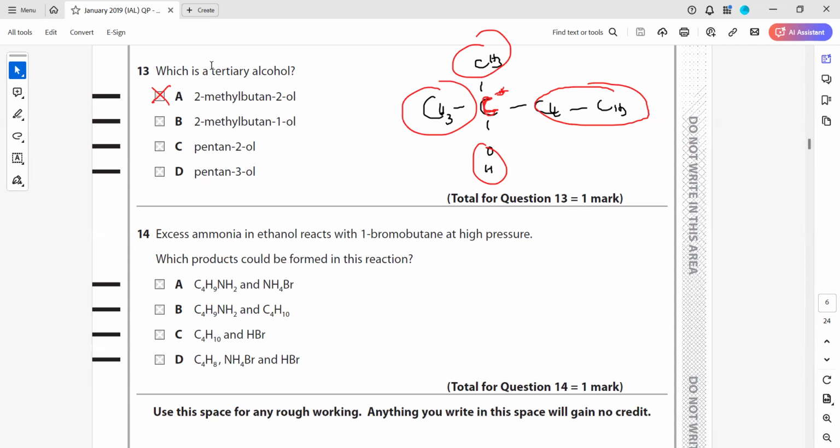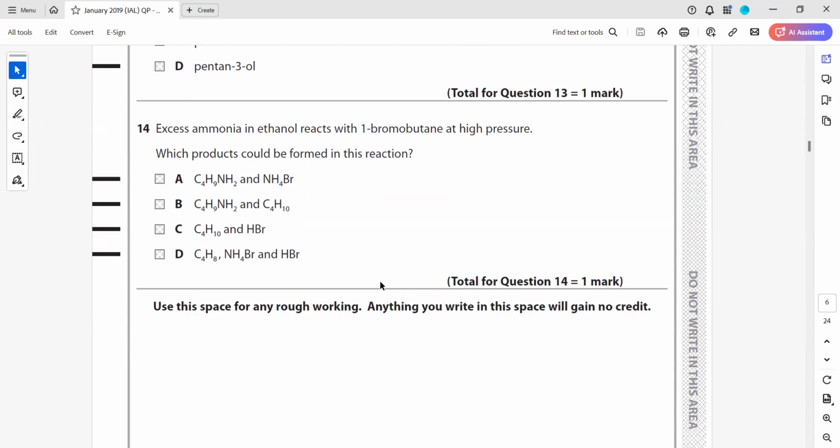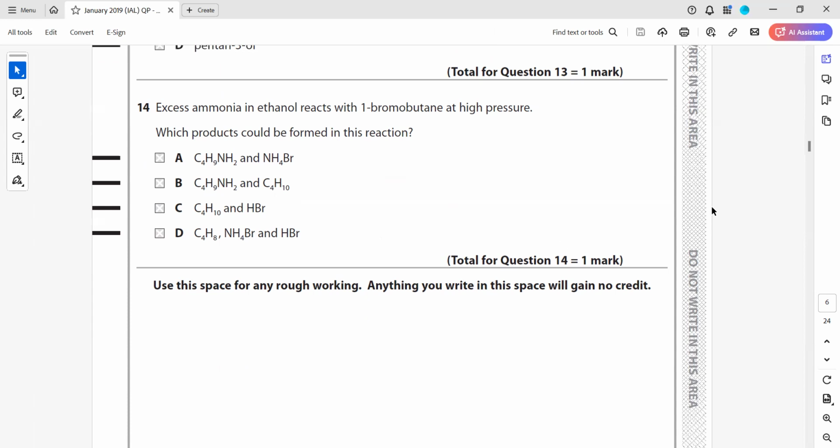Excess ammonia in ethanol reacts with 1-bromobutane at high pressure. Which products could be formed in this reaction? First, we have 1-bromobutane, C4H9Br, reacted with ammonia.